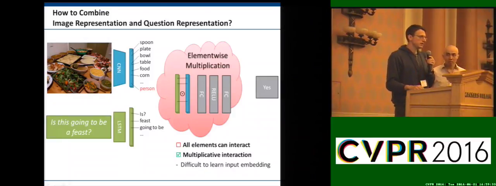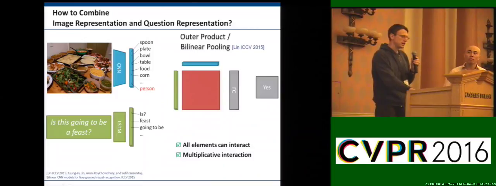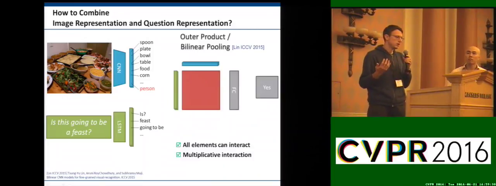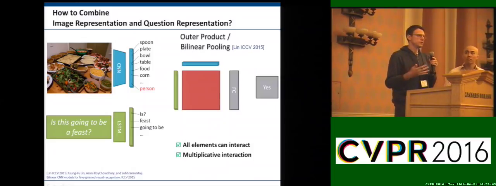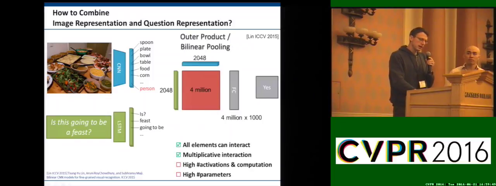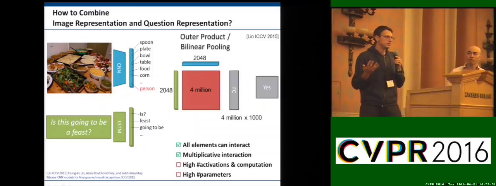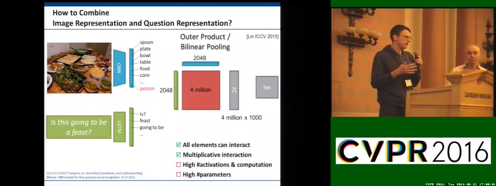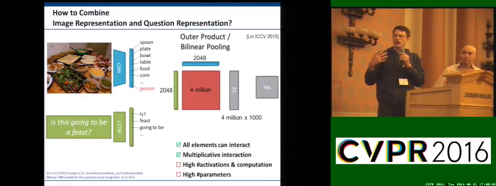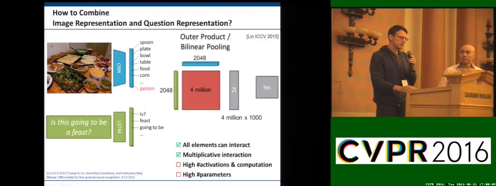And because we have to really match the elements up, that means it's difficult to learn the input embedding. So what we suggest is to take the outer product of two vectors, or bilinear pooling, as, for example, recently has been shown for bird classification by Lin et al. to work very well in the single modal case. This is great, but actually it has lots of parameters. If you take the outer product and have large feature vectors, you get millions or even billions of parameters, depending on the size. So we have a high number of activations and a high number of parameters.